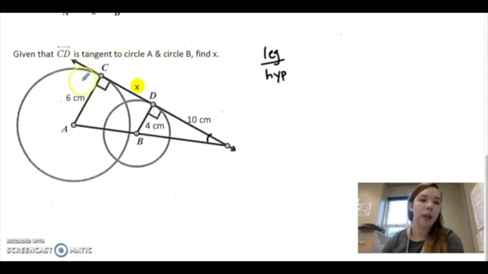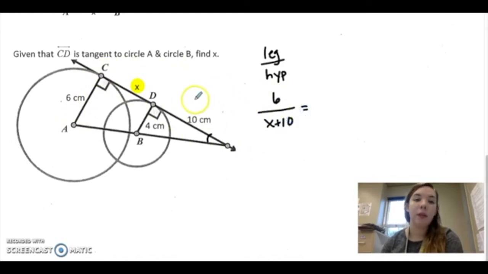So here, for my big triangle, my leg is 6, and my hypotenuse is x plus 10. For my small triangle, my leg is 4. Well, and I've been calling them the hypotenuse. I just mean the larger leg, actually. The hypotenuse, we don't know. So short leg over long leg is really what we're doing here. And then you could flip that upside down again.